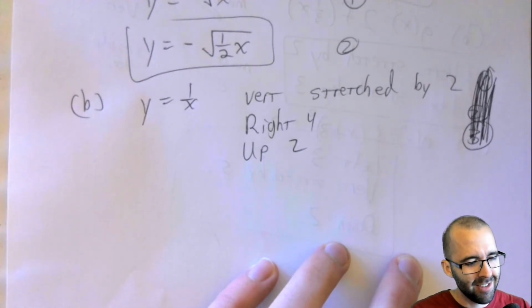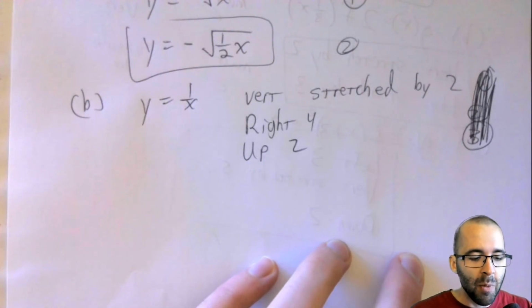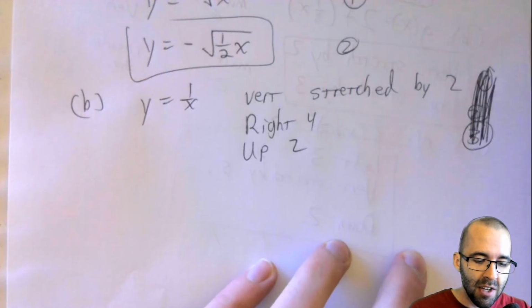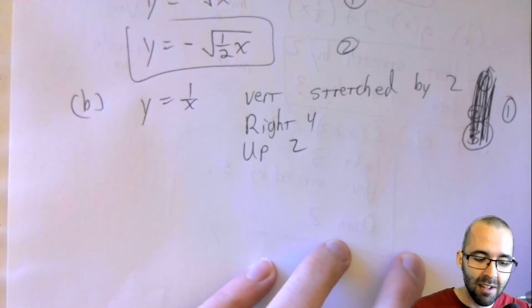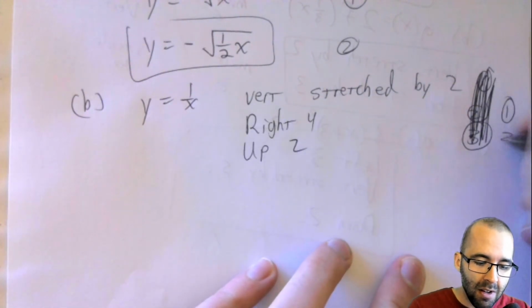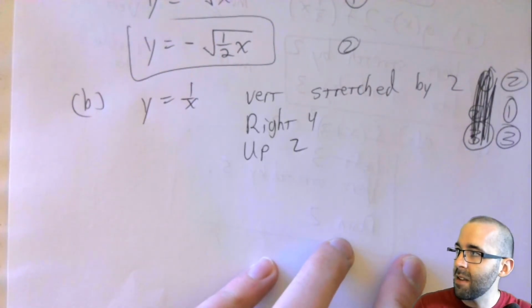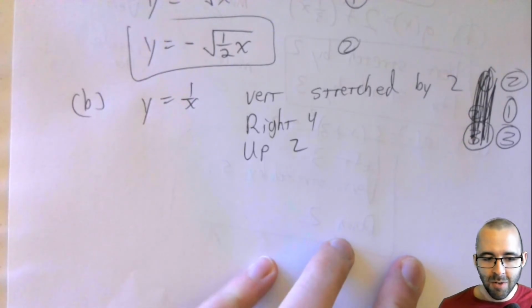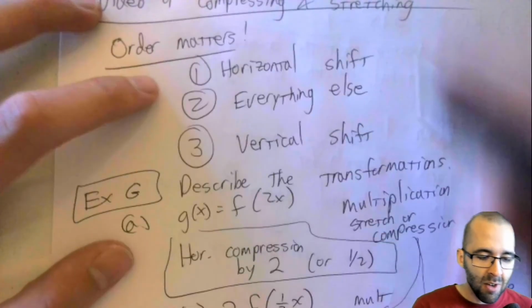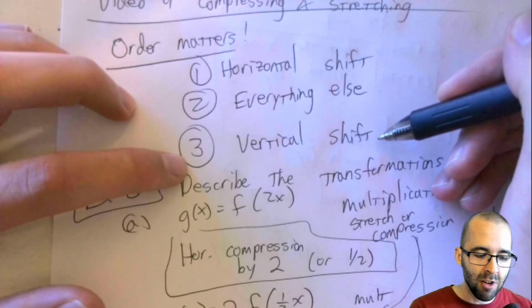The order is going to matter, remember. We always start with horizontal shifts. That's going to be our first thing. We always end with vertical shifts. That's going to be our last thing. And everything else is in the middle. Make sure you get your order right. Go back to what we said at the beginning of this video. Horizontal shift is first, vertical shift is last. Everything else is in the middle.